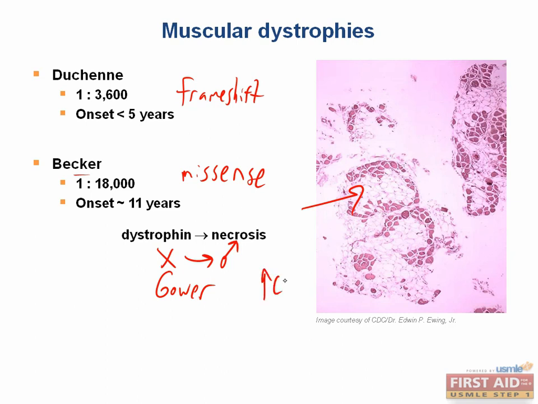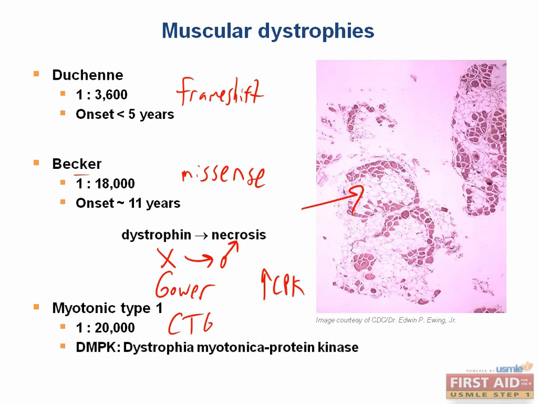Diagnosis can also be made by looking for increased creatine phosphokinase in serum, or by doing a muscle biopsy to look for fibrofatty replacement. Another type of muscular dystrophy is called myotonic type 1 muscular dystrophy. This one is pretty rare, kind of like Becker, but it's not related to the dystrophin gene. Rather, it's caused by a trinucleotide repeat of the sequence CTG in the gene DMPK, which stands for dystrophia myotonica protein kinase. Some genetic terms that fit this disease are pleiotropy and variable expressivity.